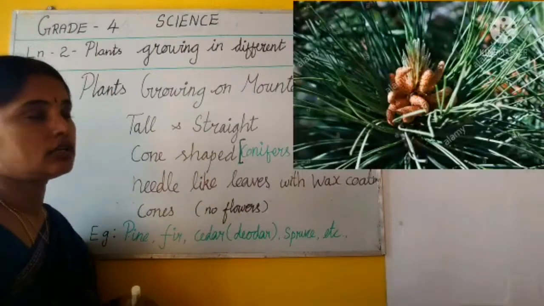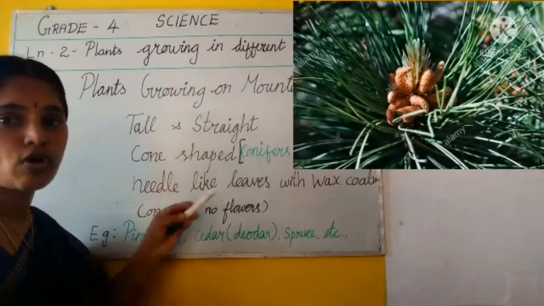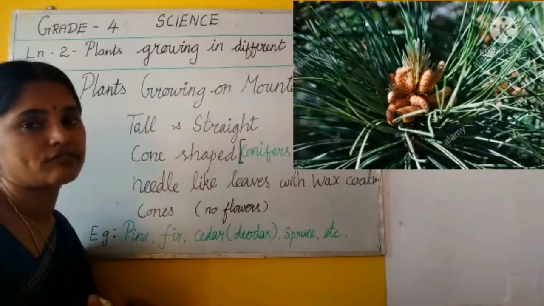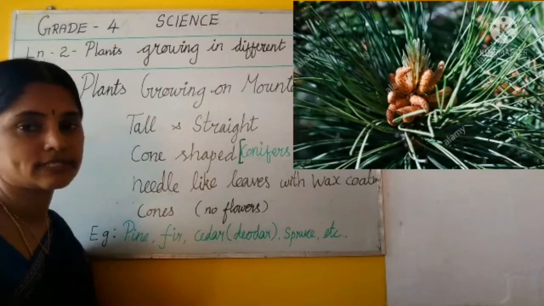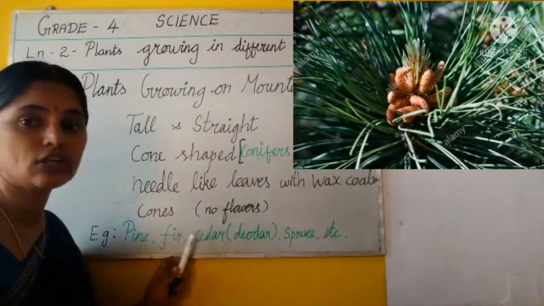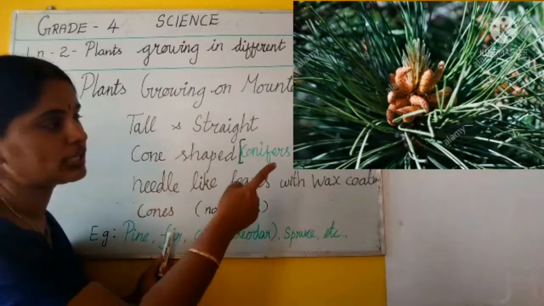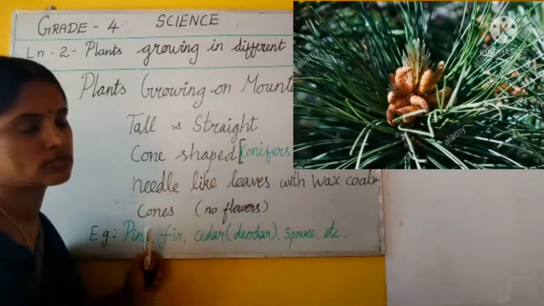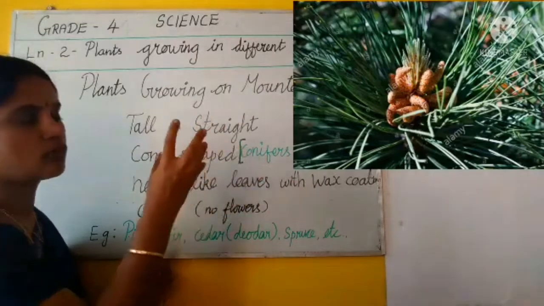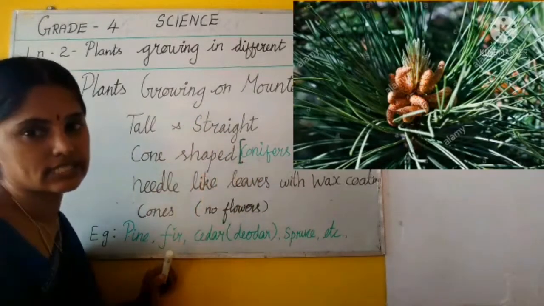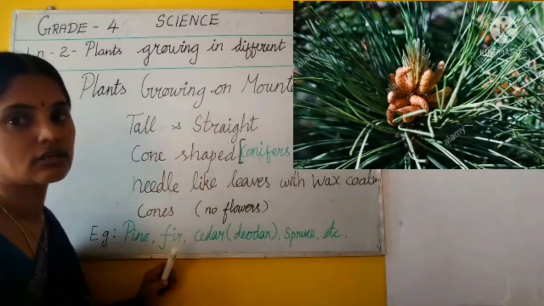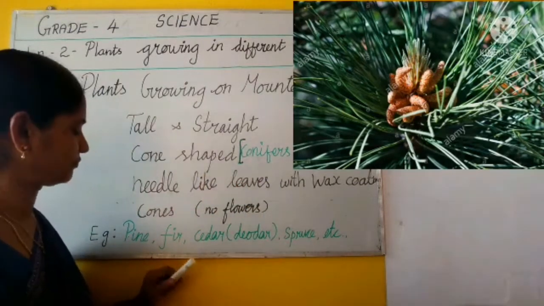And these coniferous plants, no flowers we can find on these coniferous plants. Instead of flowers, we can see cones. So these we call cones. These cones only have seeds in them. Clear, children? So no flowers, they have cones.